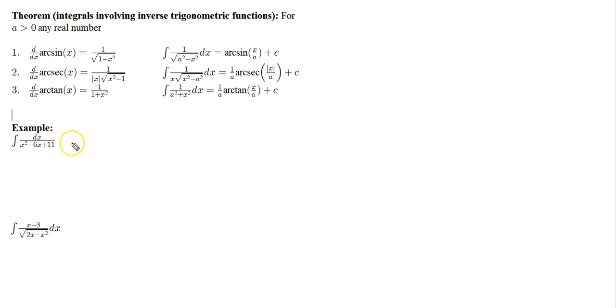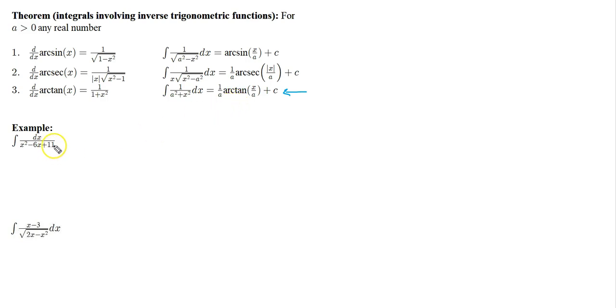Now for this example, we want to find the indefinite integral of 1 over x squared minus 6x plus 11. Now, this doesn't look anything like any of these up here. Well, it looks probably the closest to the arc tangent here because I don't see any square roots in here. So if it's going to work out with any of these, it's probably going to be the arc tangent.